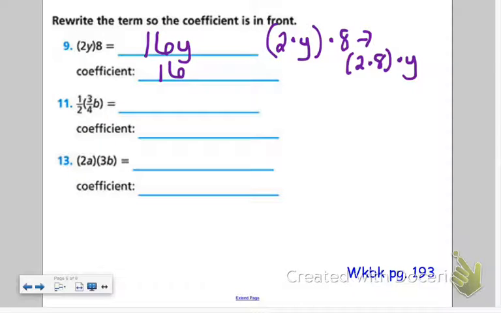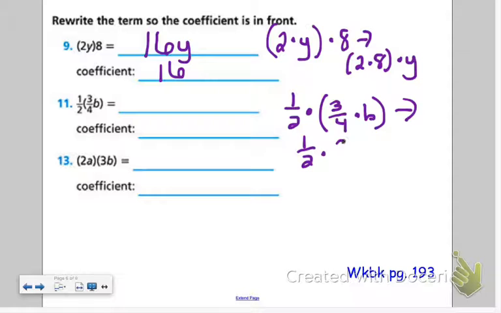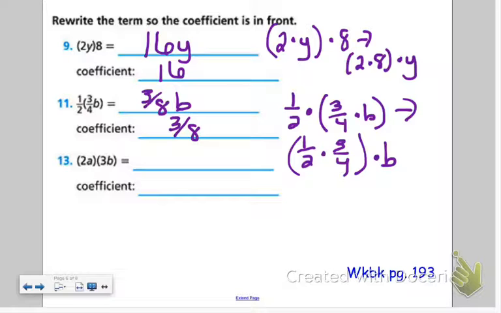How about number 11? Number 11, let's see, we've got 1/2 times, and then in parentheses we have 3/4 times b. So I'm going to rewrite it so that maybe I'll get the 1/2 times the 3/4 to be together, and then b would be on the outside. And 1/2 times 3/4 gives you 3/8, and 3/8 times b is 3/8 b. The coefficient here is 3/8.